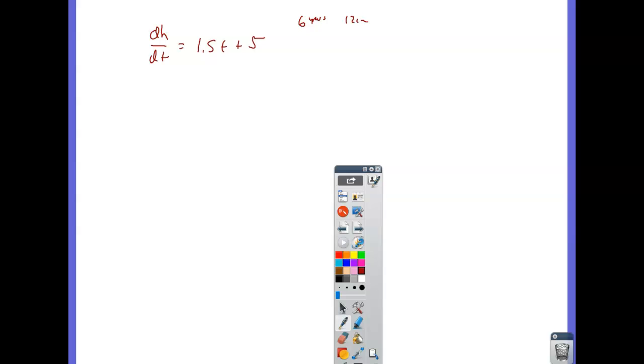Okay. So I take a look at this and go, all right, well, I need to know height. I have the derivative for height. I need to get to the height equation. How do I get to the height equation? Antiderivative. So I'm going to integrate. Raise the power by 1, divide by the new power, and I get plus C.